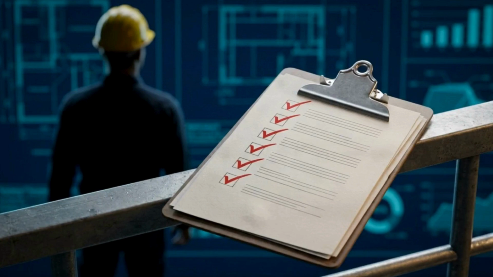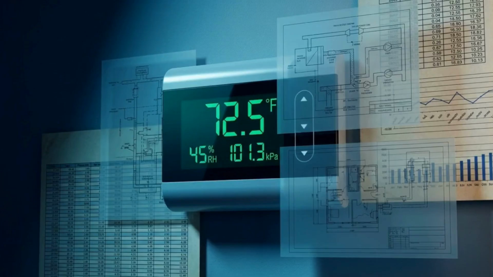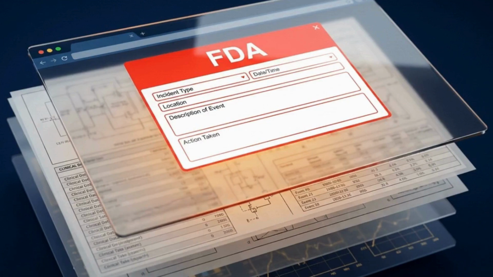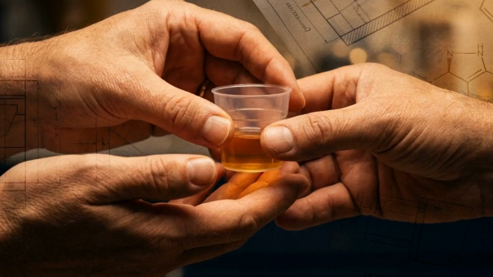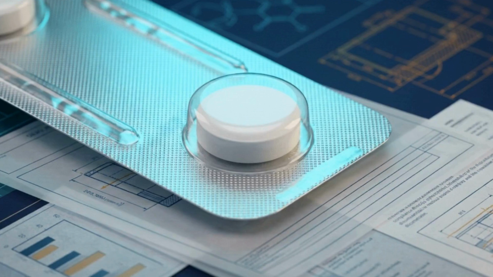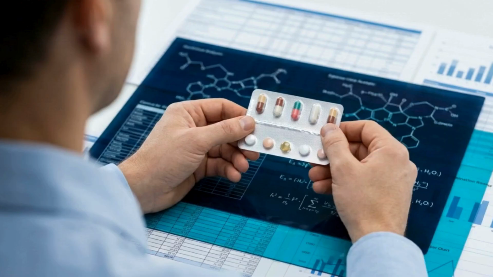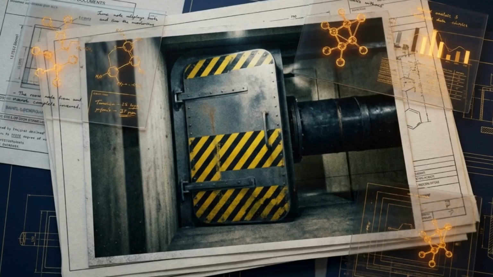GMP compliance relies on unannounced inspections of facilities and meticulous control of the production environment. Manufacturers are required to report any quality deviations or accidents to the FDA to ensure the public is protected from manufacturing errors. This system ensures that every pill produced in a factory is identical in purity and potency to the ones proven safe during clinical trials, eliminating the risk of batch contamination or variability.